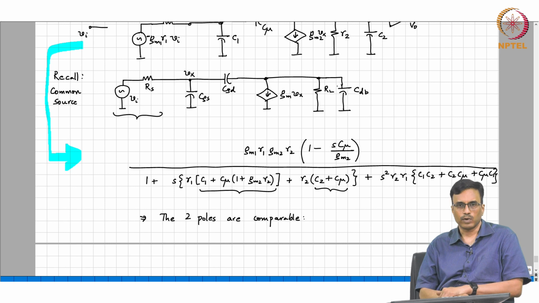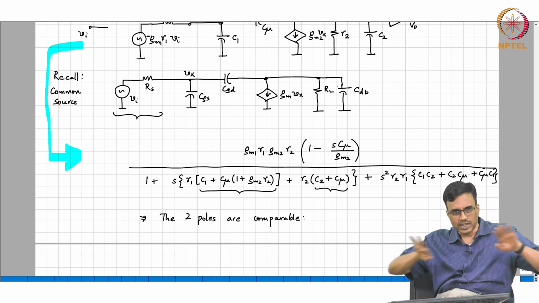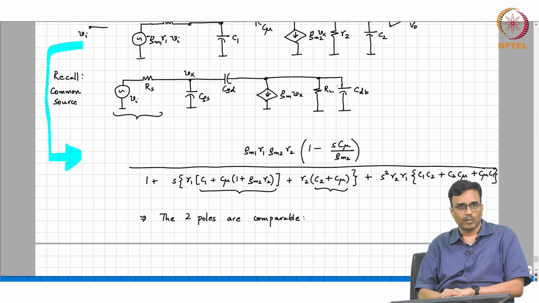So, what do we do to make it usable? What is the principle? We introduce a dominant pole, right, okay, so that these two poles can be widely separated. Does it make sense? Okay. In other words, the dominant pole is much lower than the other pole.